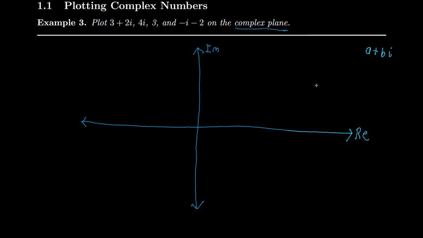This horizontal axis is your A axis, and the vertical axis, your imaginary axis, is your B axis. Let me show you what I mean by that.